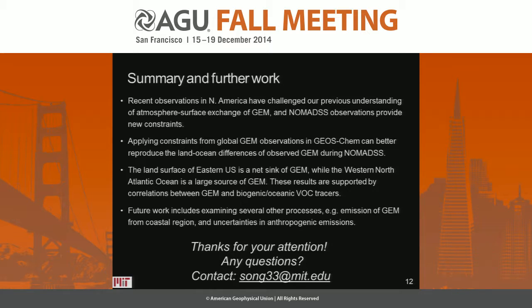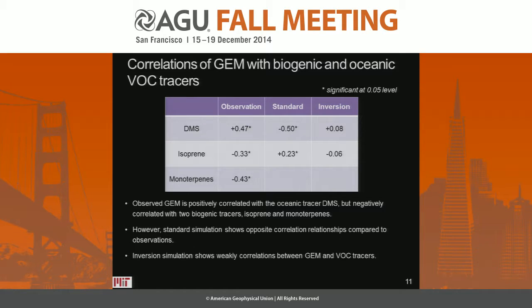So I have a question. The anti-correlation between GEM and biogenics is interesting. Now, in NOMADSS, there were a lot of racetracks at different levels in the boundary layer and above. Is that useful data to constrain the flux? I think one difficulty for mercury is that we are quite uncertain about the oxidation of GM in the free troposphere. Because of this large uncertainty, it is very difficult to detect whether this is due to emissions or chemical reactions.